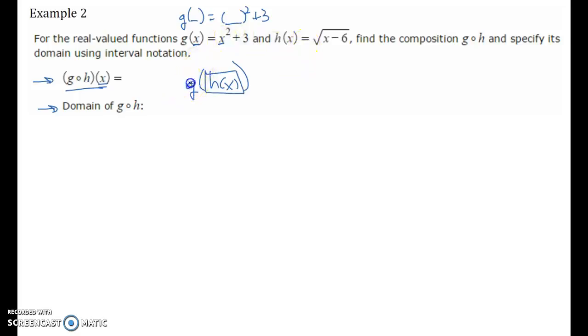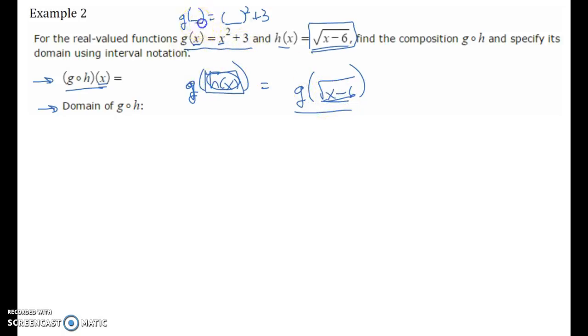So if I'm being asked to find g of h of x, the first thing I need to know is what h of x is, so that I can plug it into g. Looking at the definition over here, I can see that h of x is the square root of x minus 6. So I'm asked to find g of the square root of x minus 6. What does that tell us? This is asking us to go to this function and plug x minus 6 in.